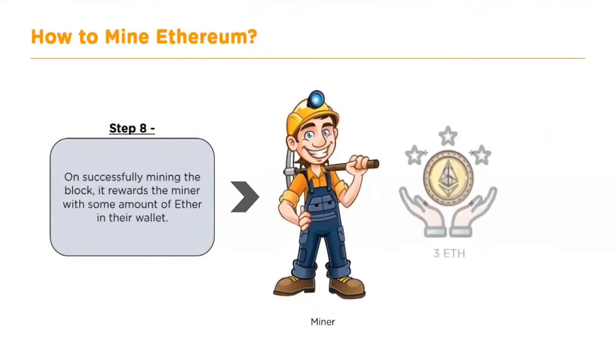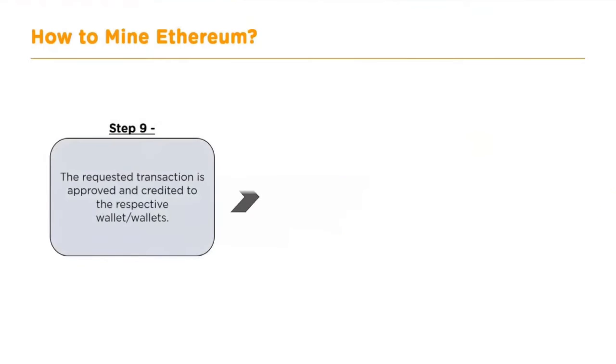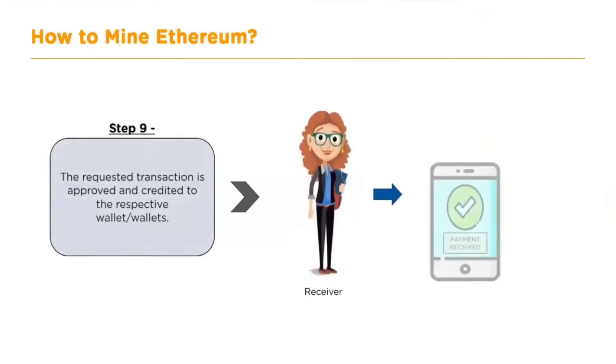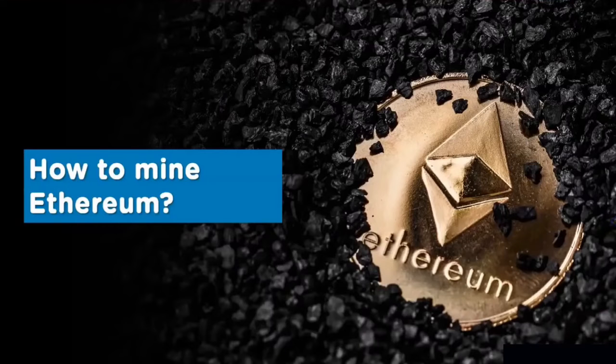Step 8. On successfully mining the block, it rewards the miner with some amount of Ether in their wallet. The block reward of Ethereum is 3 Ether. And step 9. The requested transaction is approved and credited to the respective wallet or wallets. Each transaction is mined only once, but every participant of the Ethereum network verifies it. This makes me curious about how to mine Ethereum.